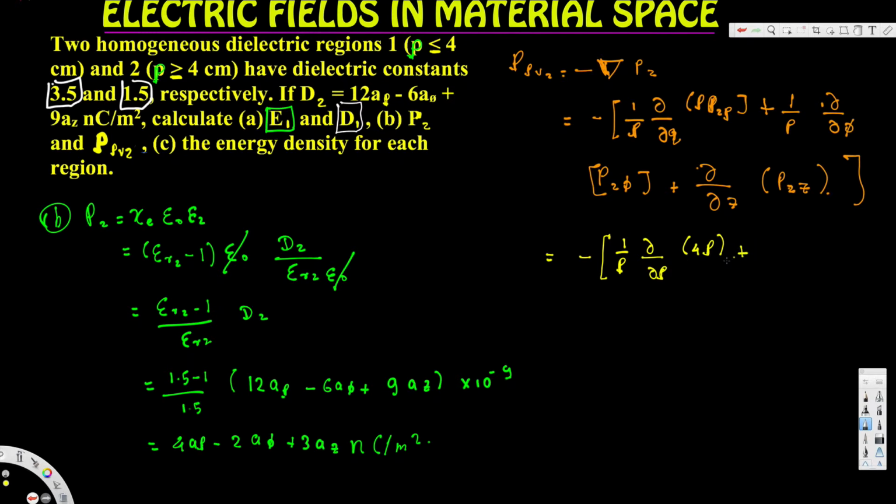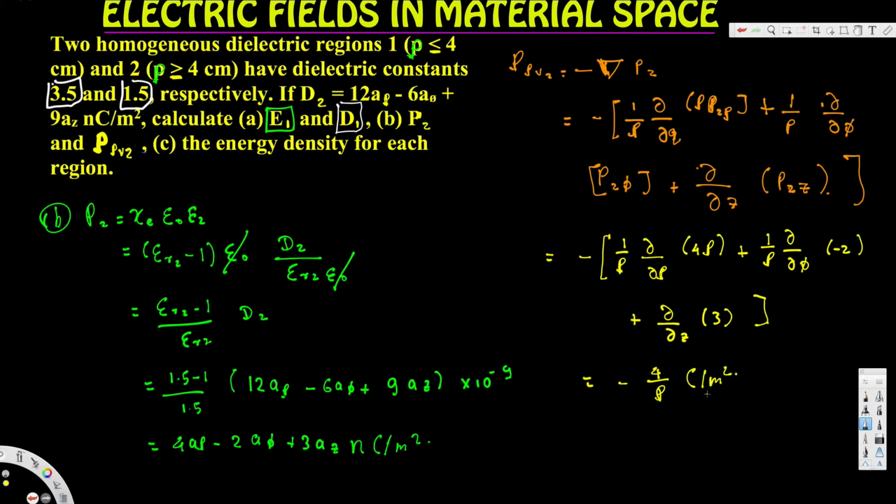Then the next thing is exactly the same as this one. We are going to have 1 over rho partial derivative with respect to phi of negative 2, plus the partial derivative of 3 with respect to z. After we compute this, you can see this negative 2 and this 3 are constants, so these two terms are going to be 0. This is the only derivative we are going to have. That's going to end up with negative 4 over rho coulombs per meter square.